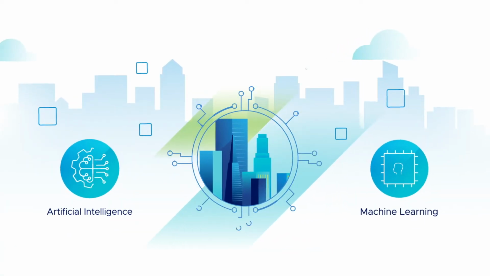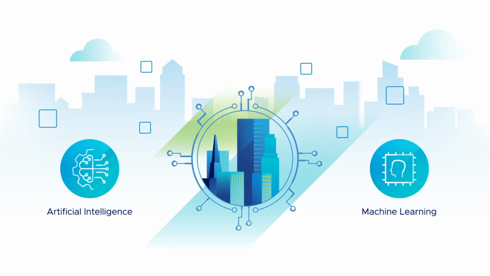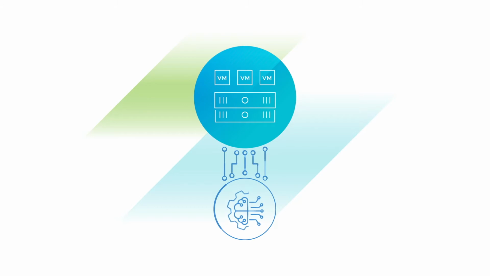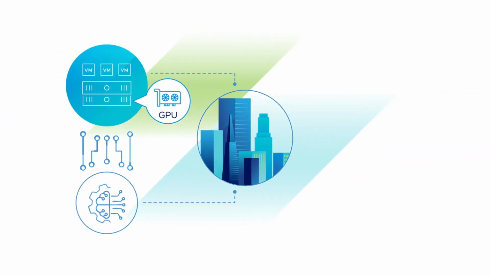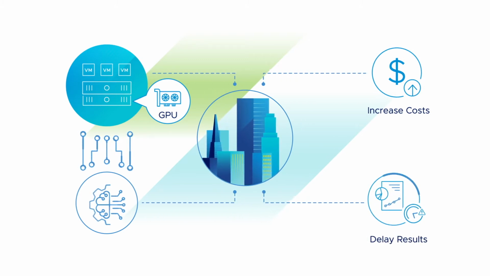Artificial intelligence and machine learning programs drive strategic business initiatives and enterprise modernization projects. These AI-driven initiatives typically require graphics processing unit support to accelerate workloads to reduce the time to get to the desired business outcomes. This results in additional complexity that can significantly increase costs and delay results from these strategic programs.